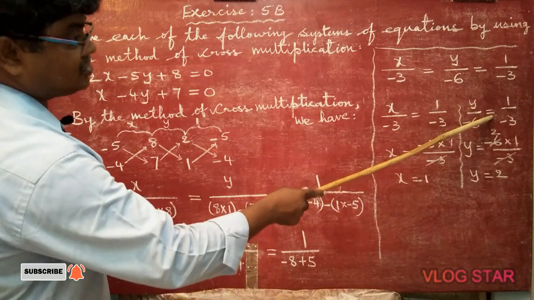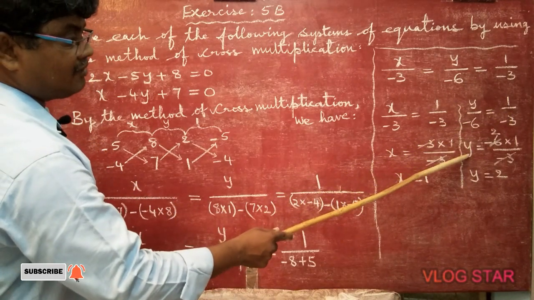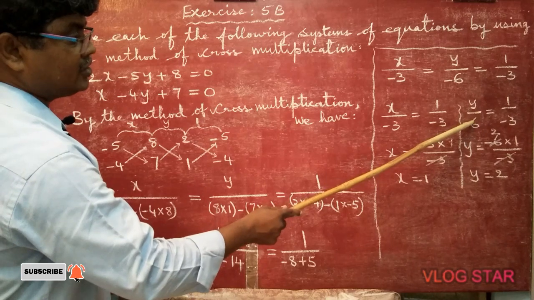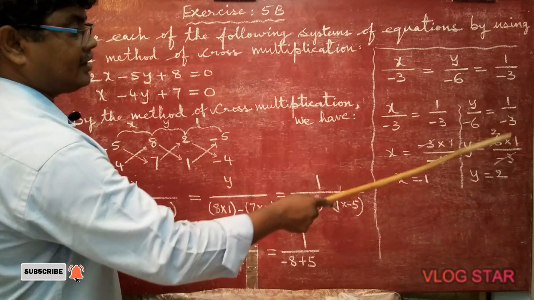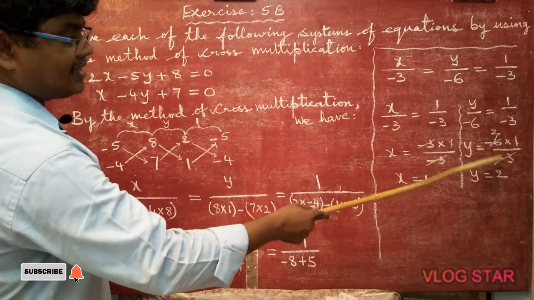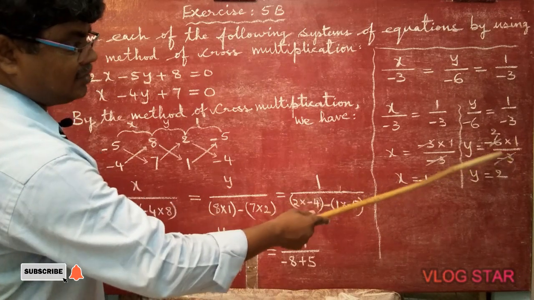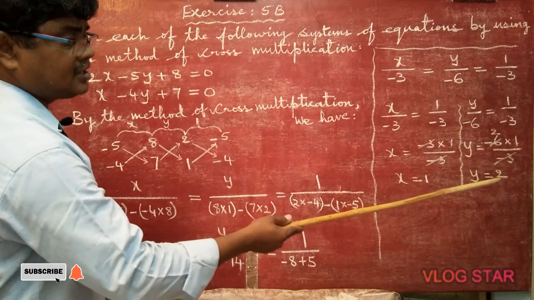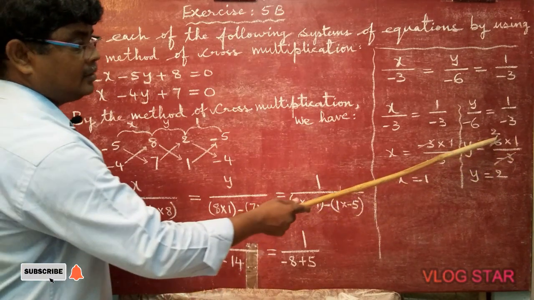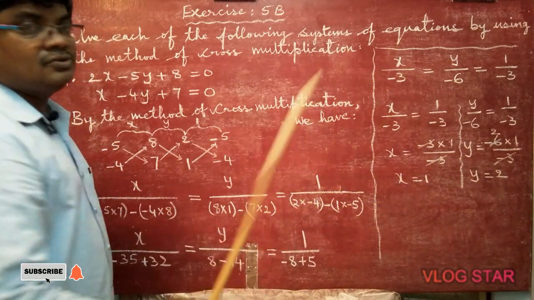y by minus 6, also the same answer, 1 by minus 3. So we want to find the value of y. So the denominator goes to that side, to the numerator. Minus 6 into 1 by minus 3. This minus minus gets cancelled. 3 goes in 6 two times, or minus 3 goes 2 times. Anyway, you can solve, that is your will and wish. So 2 ones are 2. So the value of y is 2.